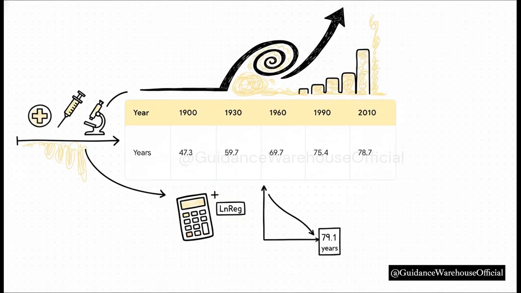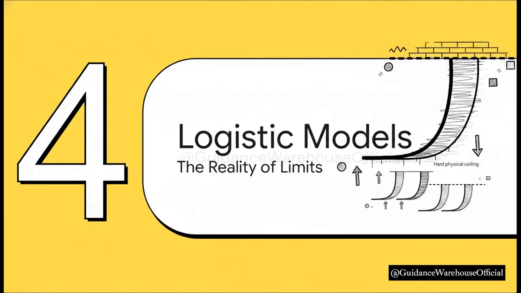But notice the gap between 1990 and 2010. We only gained about 3 years. The progress is steadily slowing. If we enter this into our calculator using logarithmic regression, we can predict that by the year 2030, average life expectancy will sit somewhere around 79.1 years. Which brings us to Section 4.